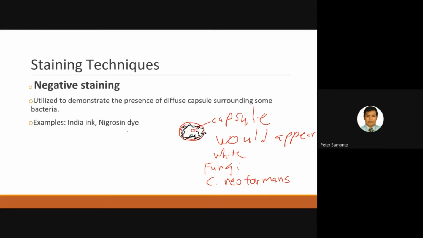So again, in negative staining, class, your entire surrounding is black. Then it is best used in identifying the presence of your capsule, specifically the fungi Cryptococcus neoformans. Examples of negative stain are your India ink and nigrosin dye.